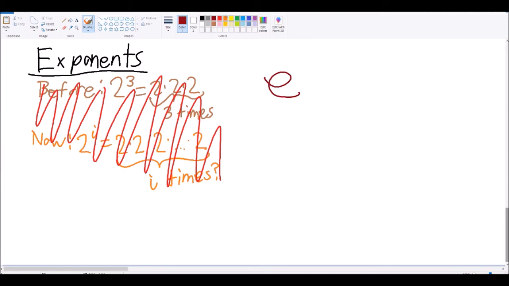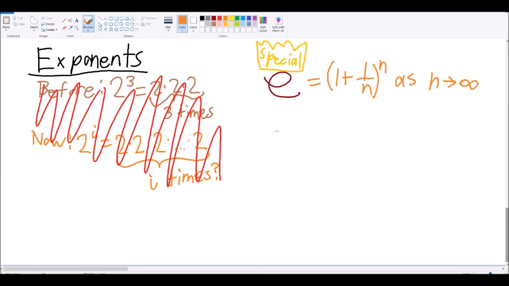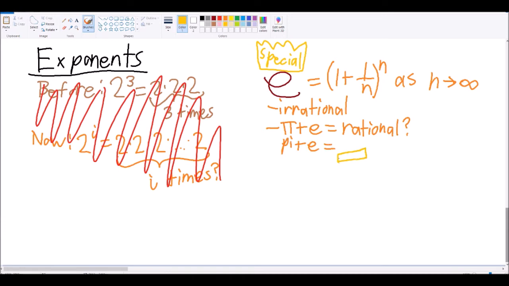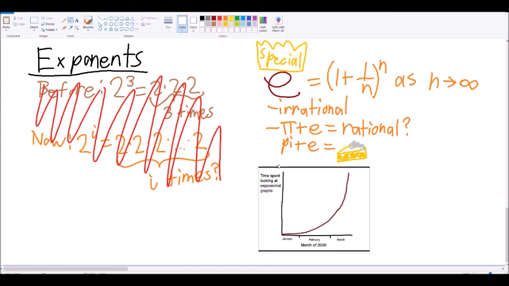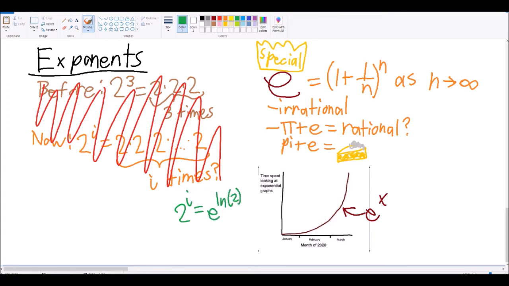Okay, so e is a pretty special number. It's what you get when you take the equation (1 plus 1 over n) all to the n, and let n approach infinity. e is irrational, just like pi. And there's an ongoing debate on whether pi plus e is rational or not, although it does make a pretty sweet pie. The function e to the x models continuous exponential growth, and it is its own derivative and integral, which is pretty cool. Now where it comes into talking about i is that 2 to the i can be rewritten as e to the natural log of 2 times i. How is that useful?